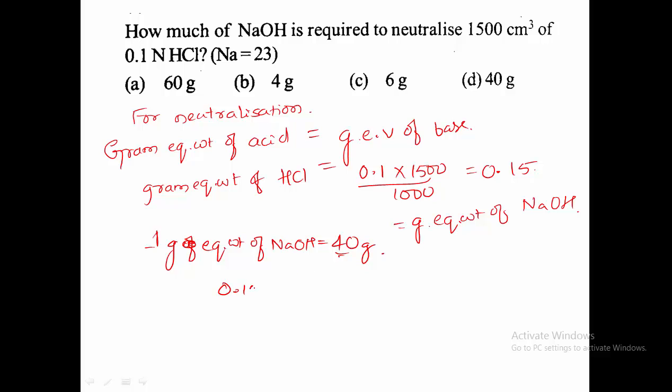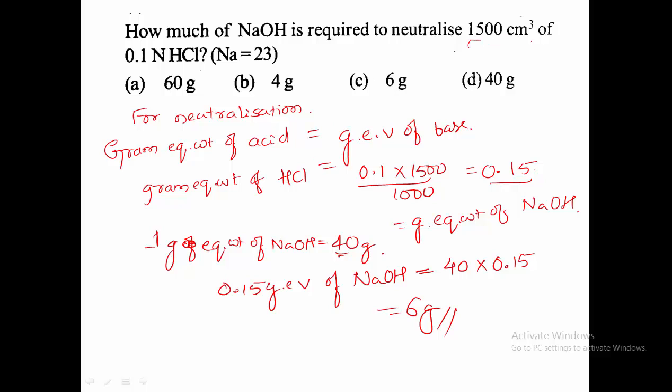HCl 0.15 ಗ್ರಾಮ್ ಇಕ್ವಿವೆಲೆಂಟ್ ಅದ. ಈಗ ಅಷ್ಟು NaOH ಅನ್ನು ತಗೊಂಡ್ಬೇಕು ನಾವು. ಹೌದಾ? HCl ಎಷ್ಟದ ರೀ? 0.15. ಅಷ್ಟ ವೇಟನ್ನು ನಾವು ಯಾವ್ದು ತಗೋಬೇಕು? NaOH. ಅಂದ್ರೆ ಎಷ್ಟಾಗತ್ತೆ ರೀ? 1 ಗ್ರಾಮ್ ಇಕ್ವಿವೆಲೆಂಟ್ ವೇಟ್ ಅಂದ್ರೆ 40 ಗ್ರಾಮ್. 0.15 ಗ್ರಾಮ್ ಇಕ್ವಿವೆಲೆಂಟ್ NaOH ಅಂದ್ರೆ that is nothing but 40 into 0.15. So how much it gives? It gives 6 grams. So 6 gram of NaOH is required to neutralize 1500 cm cube of 0.1 N HCl. So option C is the right answer.